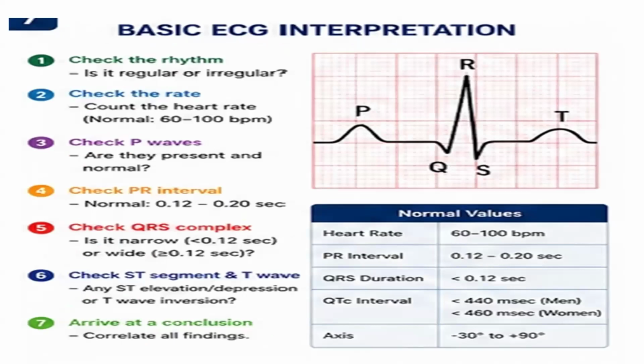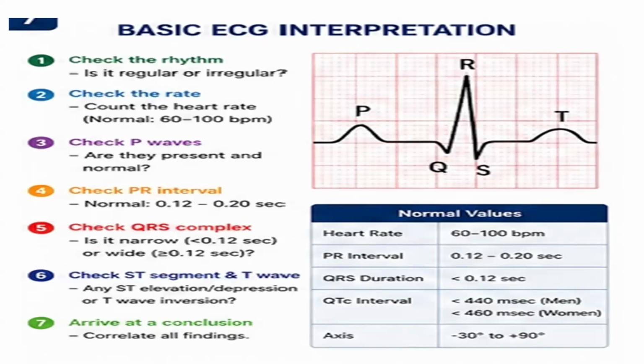The QT interval starts at the beginning of the QRS complex and ends at the completion of the T wave. It represents total ventricular electrical activity, including depolarization and repolarization, and a prolonged QT interval increases the risk of dangerous arrhythmias such as torsades de pointes.